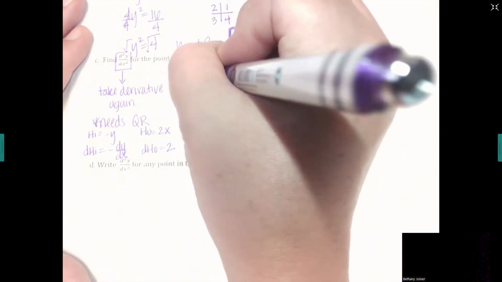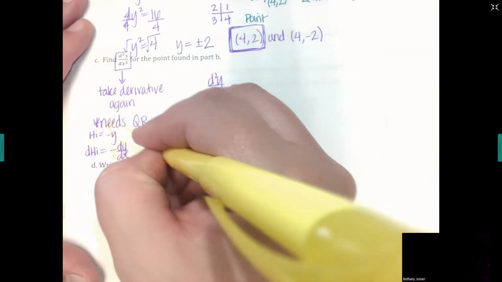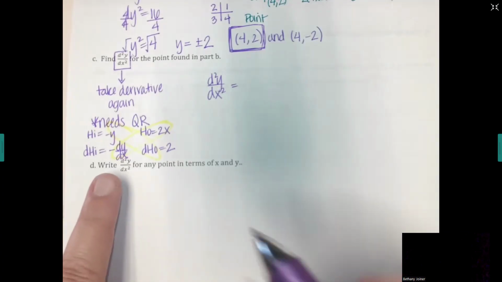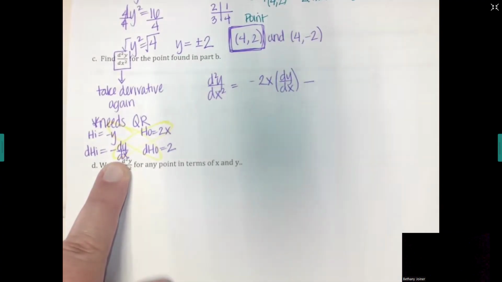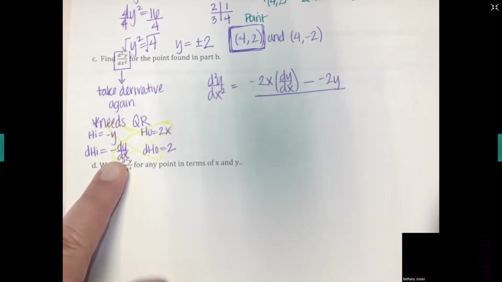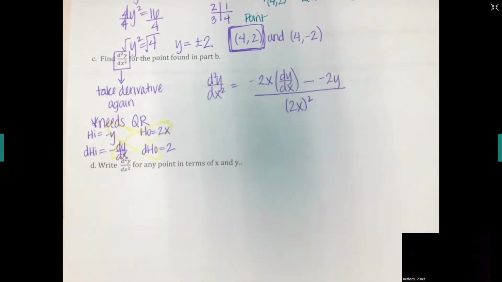So it's d squared y/dx squared equal to, and then remember, it's ho d high minus high d ho over ho squared. You have it on a cheat sheet. Okay, so you shouldn't have to memorize it, but you should hopefully have it memorized. So I have a 2x times a negative dy/dx. I'm going to write that like this. And then high d ho would be a negative y times 2. That would be a negative 2y. Ho squared on the bottom would be 2x squared. Okay.